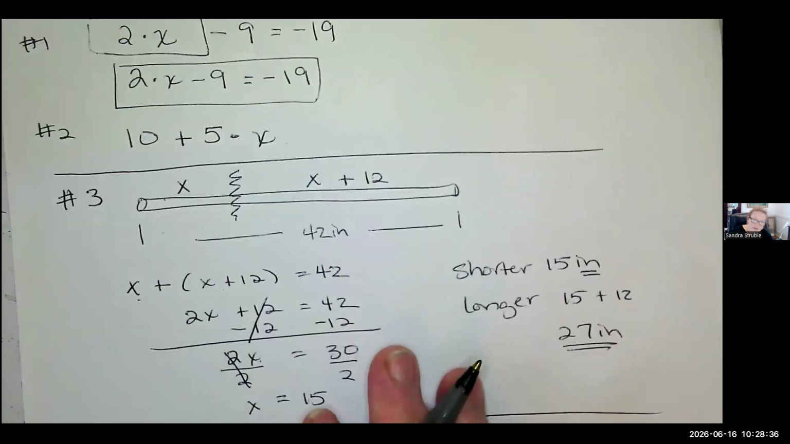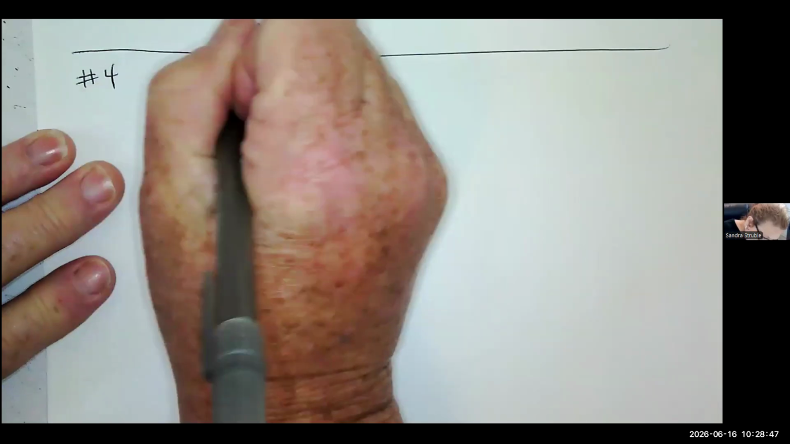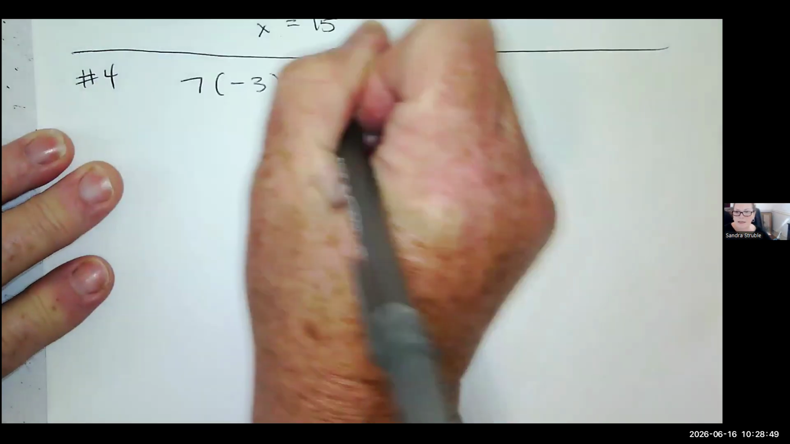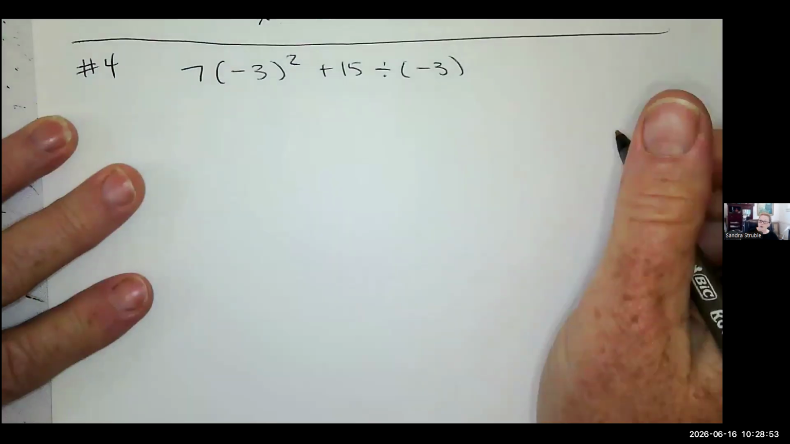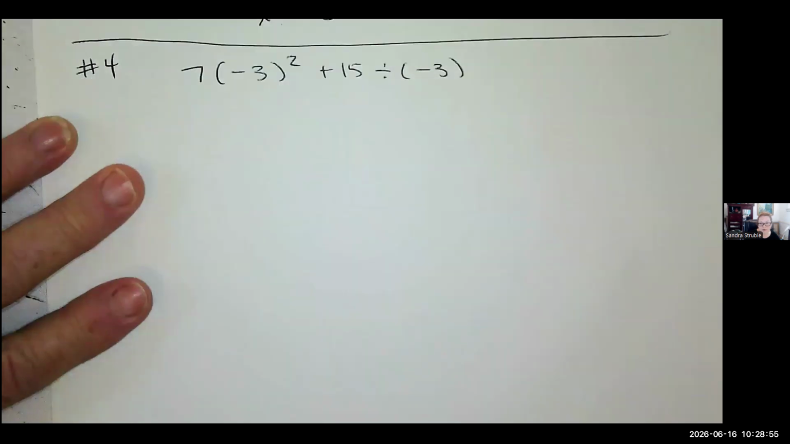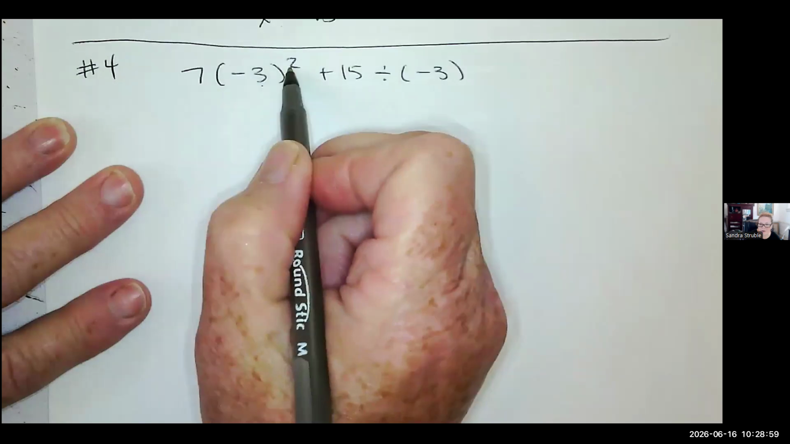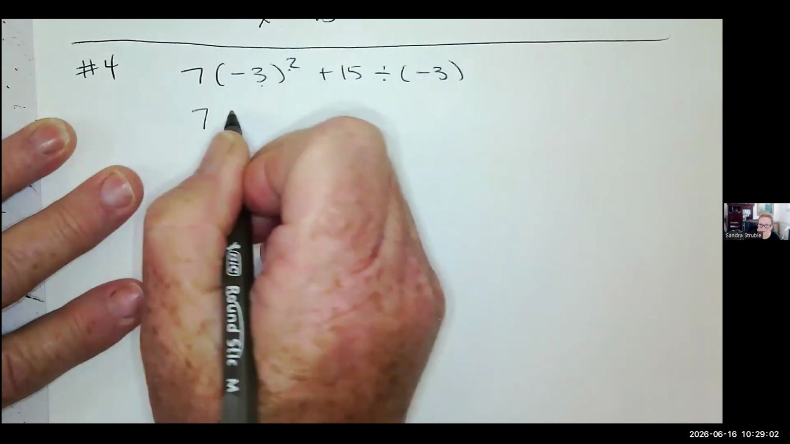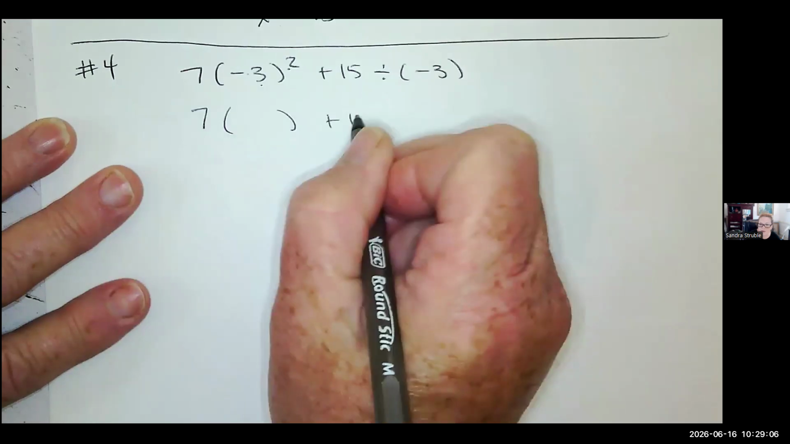Order of operations. So let me write this down real quick. So 7 parentheses negative 3 squared plus 15 divided by negative 3. All right, order of operations is parentheses first. We don't have anything to do inside the parentheses, but we do have exponents, which is our next thing. We've got the negative 3 squared. So this becomes 7 times whatever negative 3 squared is. I'm going to bring everything else down. Negative 3 squared is 9.